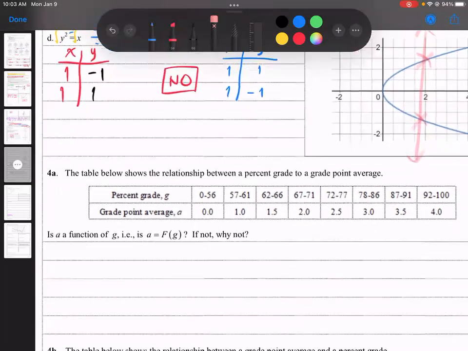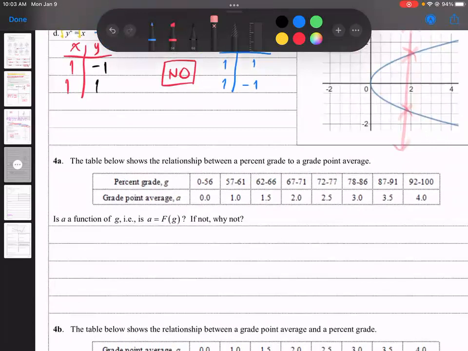For A, here is the table. The first row is percentage grade, denoted G, and the second row is grade point average, denoted A. Again, just letters, just placeholders. The first row will be your x, the second row will be your y. That's all you have to understand, right? So this will be your domain, and this will be your range. I use x and y because that's how you perceive domain and range.